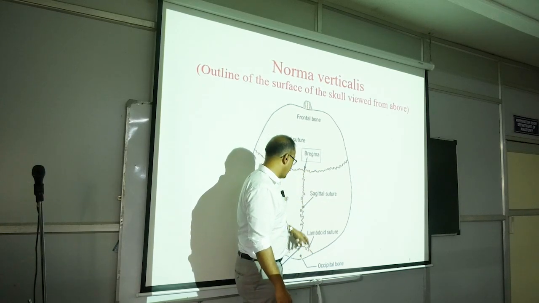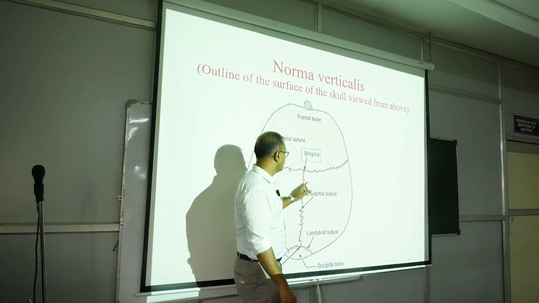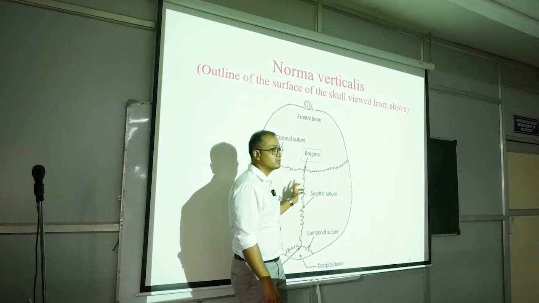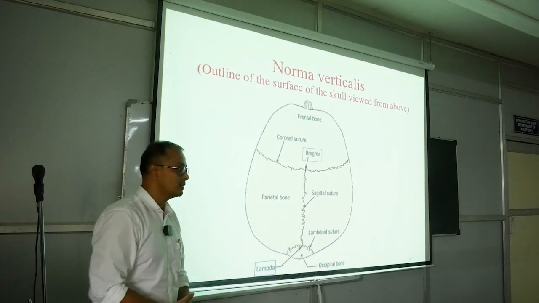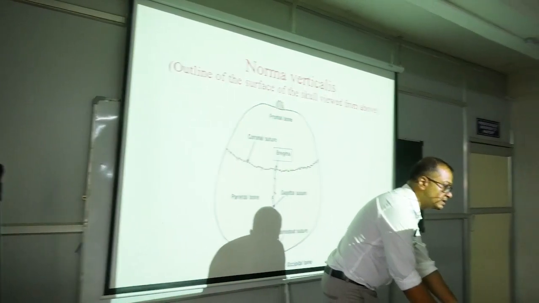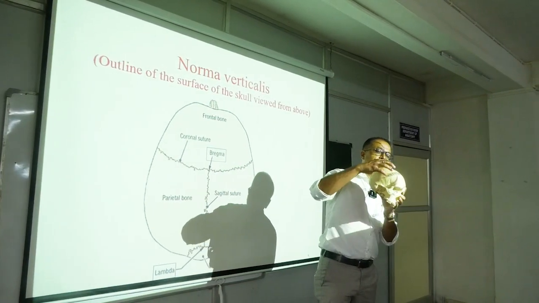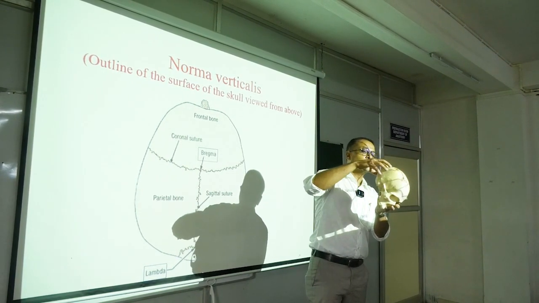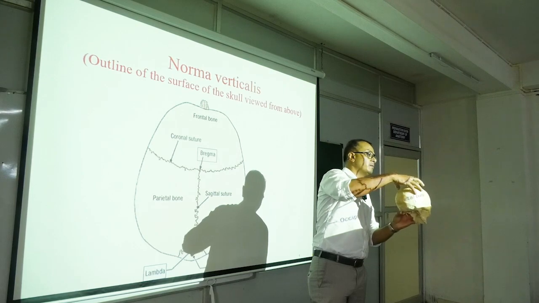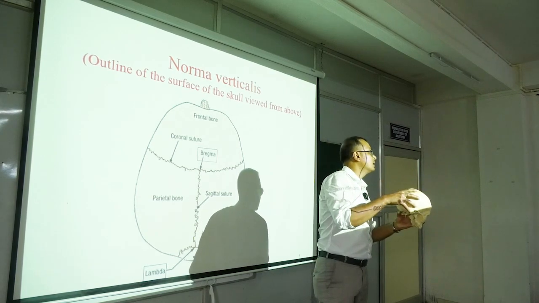So this lambda and this bregma are 2 points which you are going to see along with the sutures: lambdoid sutures, coronal sutures and the sagittal sutures. Whenever you are seeing this skull, you should be tracing these lines above and below, and identifying what the lambdoid suture is, what lambda is, what the bregma is, and what the different bones are that make it up.